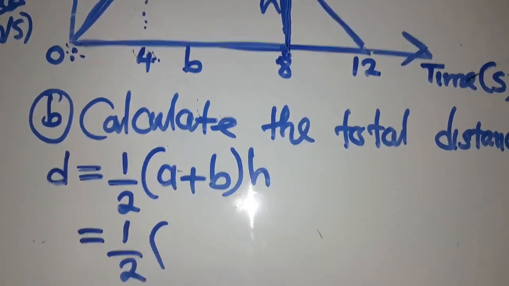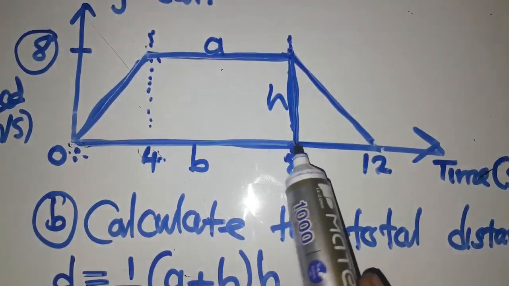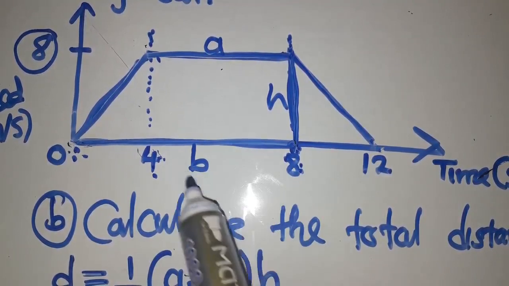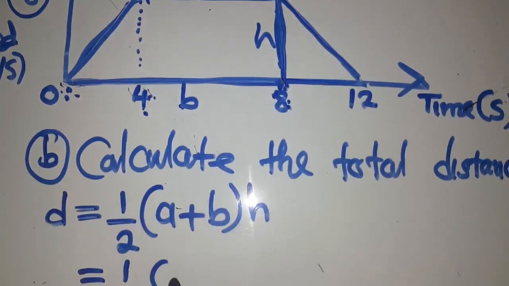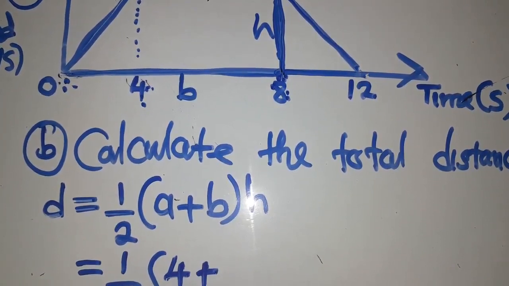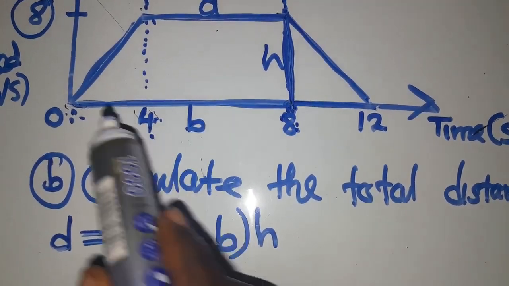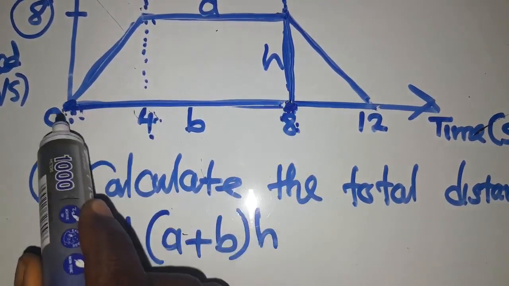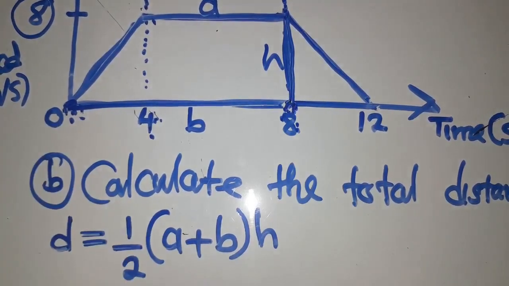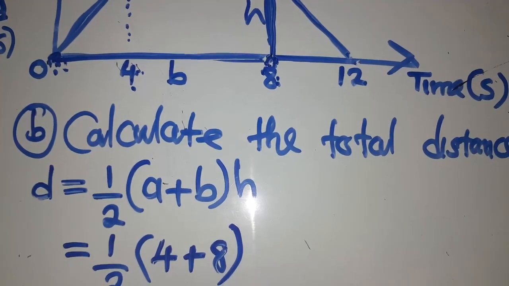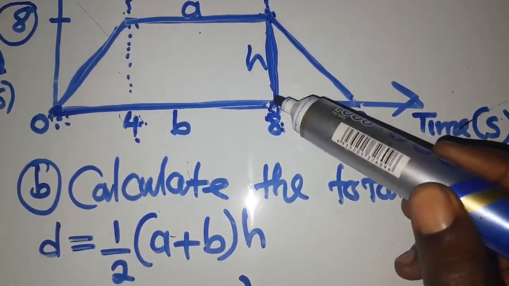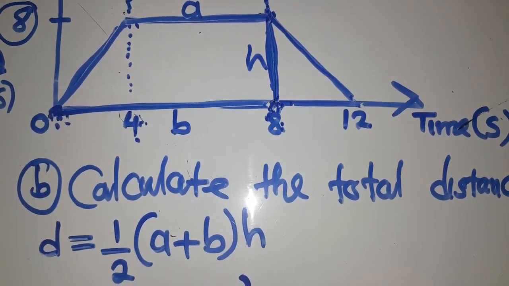So after that now, what is your A? From here to there, we are starting from 4 to 8. So you say 8 minus 4. What's the distance? 8 minus 4, it is 4. So your A is 4. Plus, what is your B? Your B is from here up to there. From 0 to 8, you say 8 minus 0, it is 8. So you put 8 there. Then what is your height? Your height is this one, which is 8. You are done.